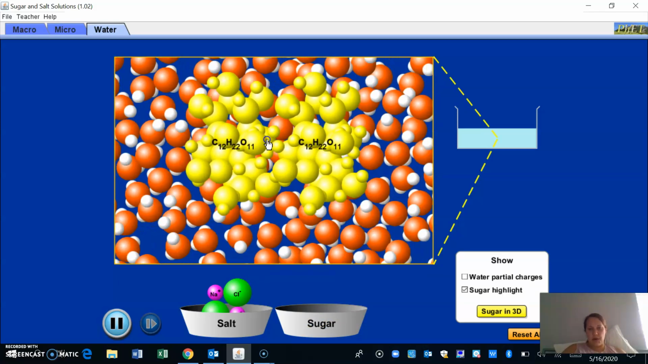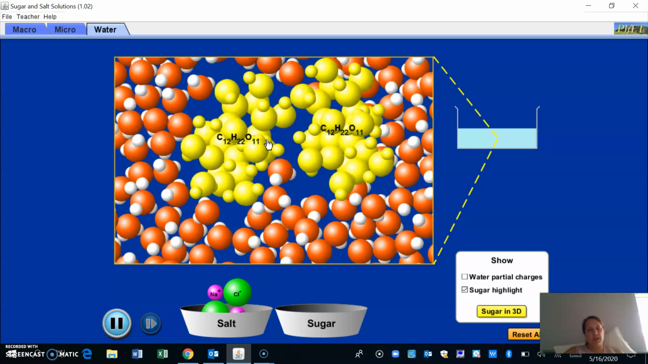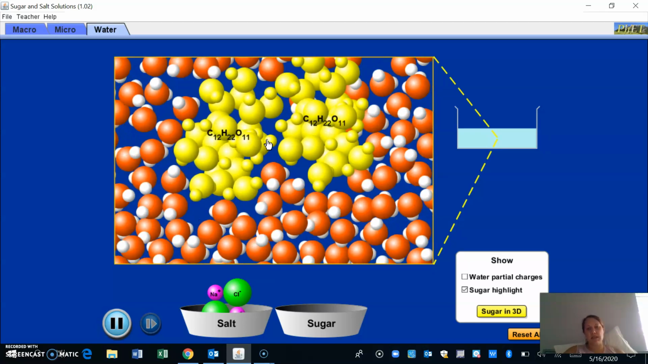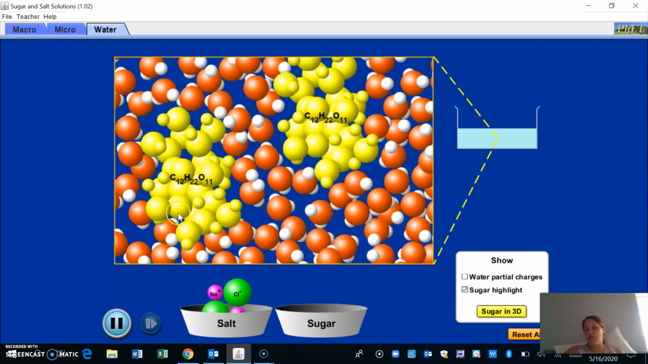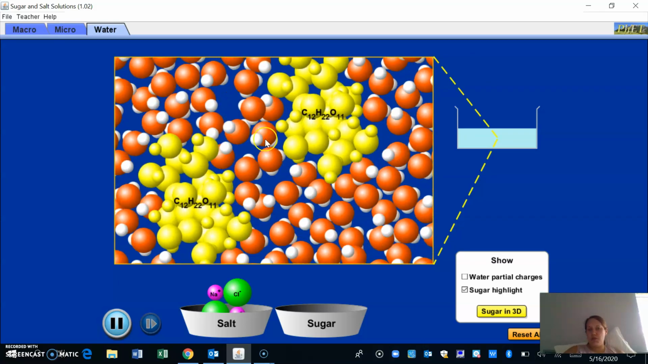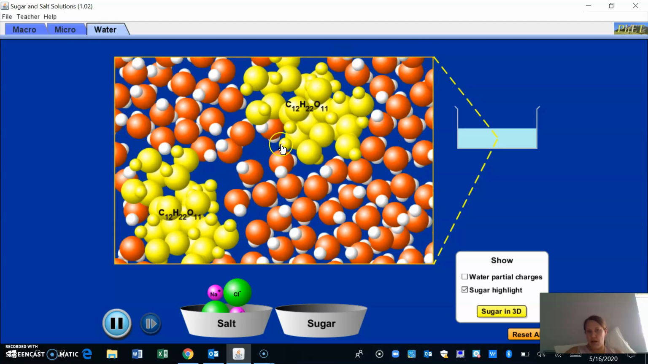All right, so let's take this in here, all right? So this is our sugar, okay? So if I put that in there, this is exactly what's happening. This is why sugar will dissolve. We see that there was some attraction between these two sugar molecules. Well, now those sugar molecules are separated from each other. That is the dissolving of sugar, all right?